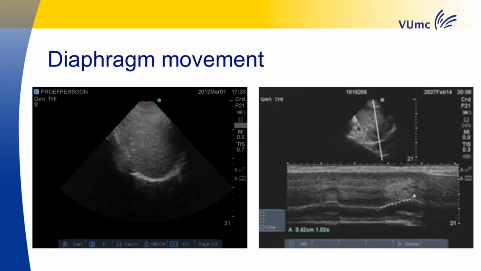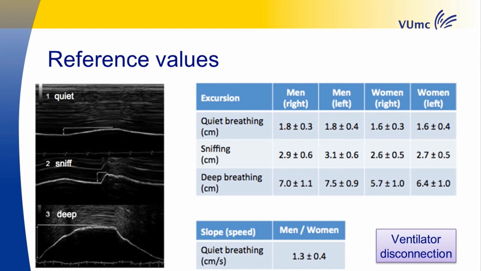And you can ask our fellows and residents, you can learn this in a few hours. I mean, the subcostal view, looking at the diaphragm, is easy. And if you even use the M mode, you can do a quantification of how much the position of the diaphragm changes, how much it contracts. There are reference values, during tidal breathing, 1.5 or 2 centimeters.